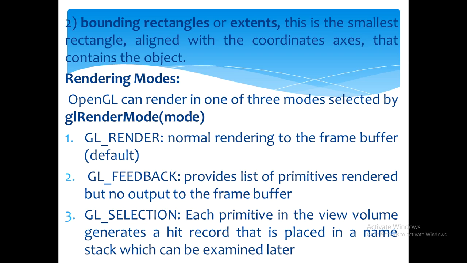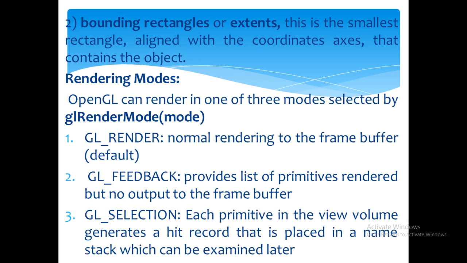First mode is GL_RENDER. That is normal rendering to the frame buffer, the default. Then OpenGL picks from the frame buffer and displays on the monitor whatever is there in the frame buffer. Whatever your render mode writes into the frame buffer, OpenGL takes as input when displaying on the monitor. As per that content, it displays on the monitor. That is what takes place by default, right?